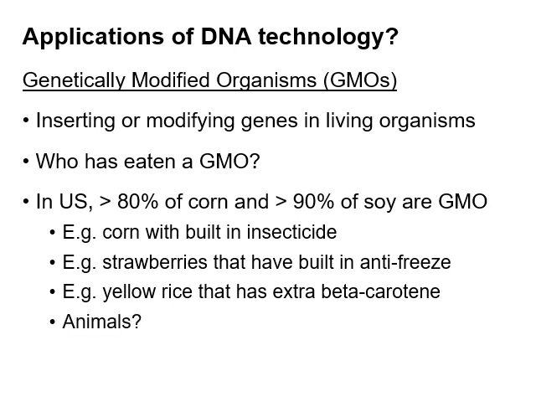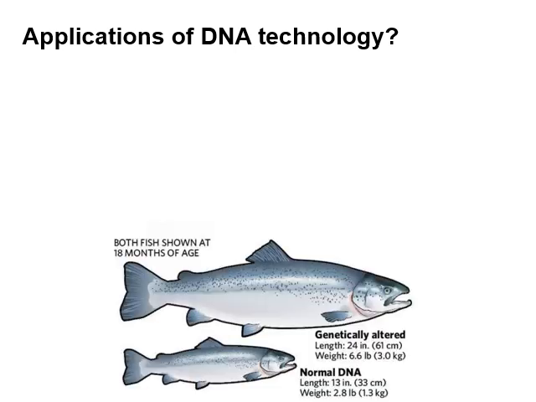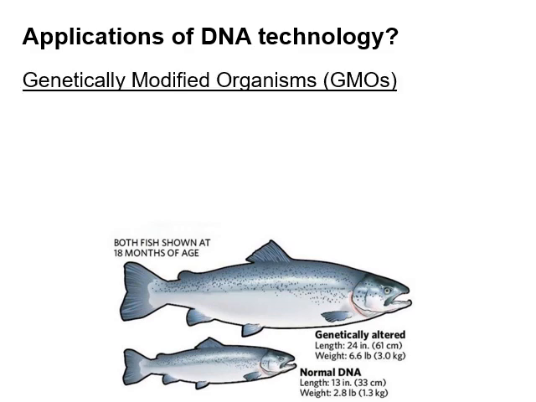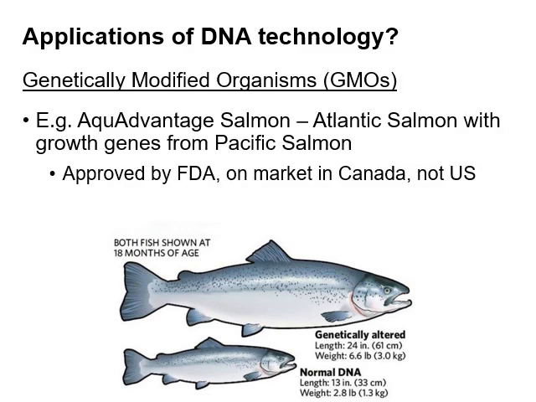So you might be wondering, okay, those were all plants, but are there any animals that are genetically modified? The answer to that is yes. A good example of this is what's known as the AquaAdvantage salmon. This is an Atlantic salmon, so one species, but they have put into it growth genes from a Pacific salmon. So we've essentially taken one species and spliced in genes from a different species.